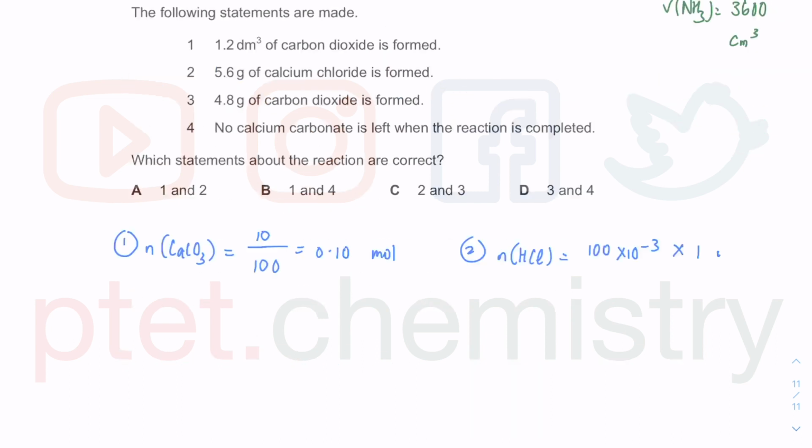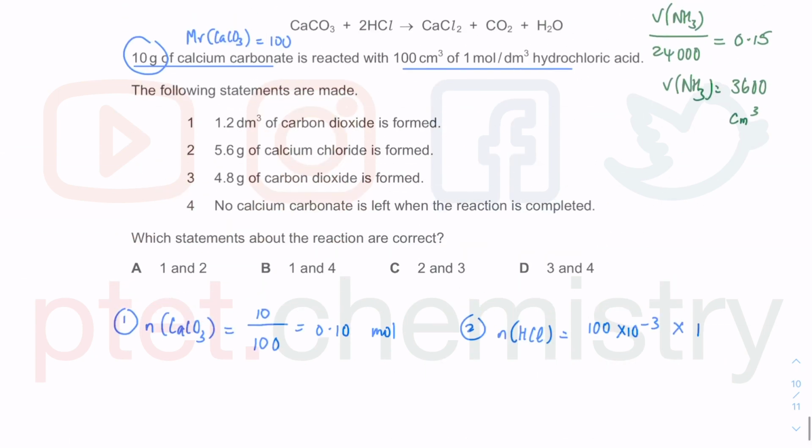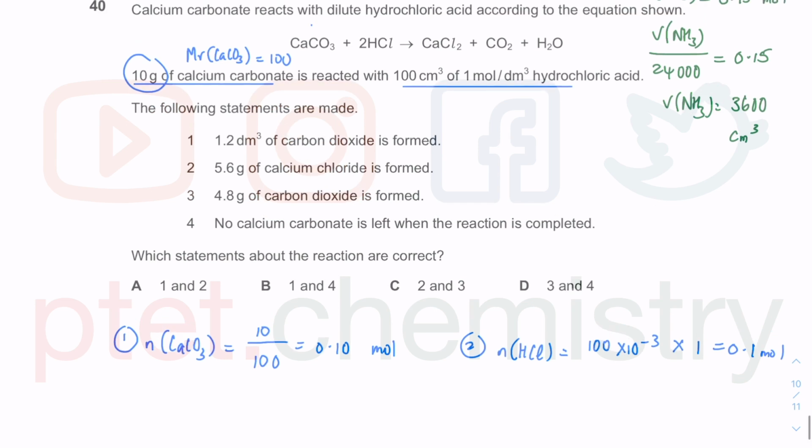So I'm not going to write down the unit, but I hope you can understand the idea of the unit is that mole per dm cube must multiply by the volume in dm cube. That's why you divide by 1000 or times 10 to the minus 3 there. So what I get there is 0.1 mole. And from the balanced equation, 1 mole of calcium carbonate reacts with, or needs, 2 mole of HCl.